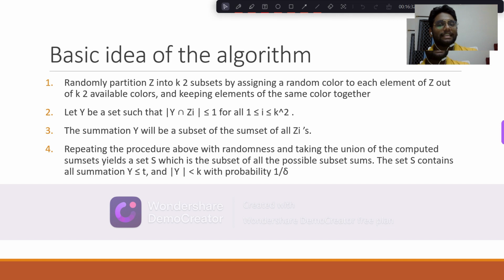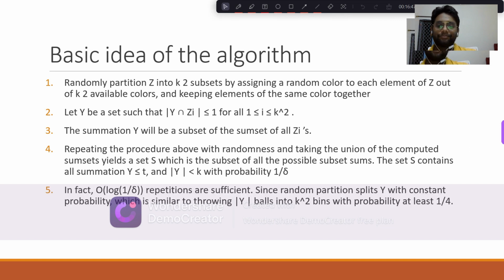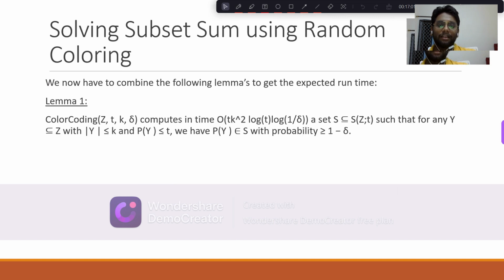We'll repeat this process many times so that we can get different values of Yi, and when we put bounds on it, we'll find that it just depends upon the efficiency we want from the algorithm, which will be 1 minus delta. As we can see, this whole thing becomes pretty similar to the k square bins problem, where we have to fit k balls into k square bins, and that probability will be less than 1 by 4.